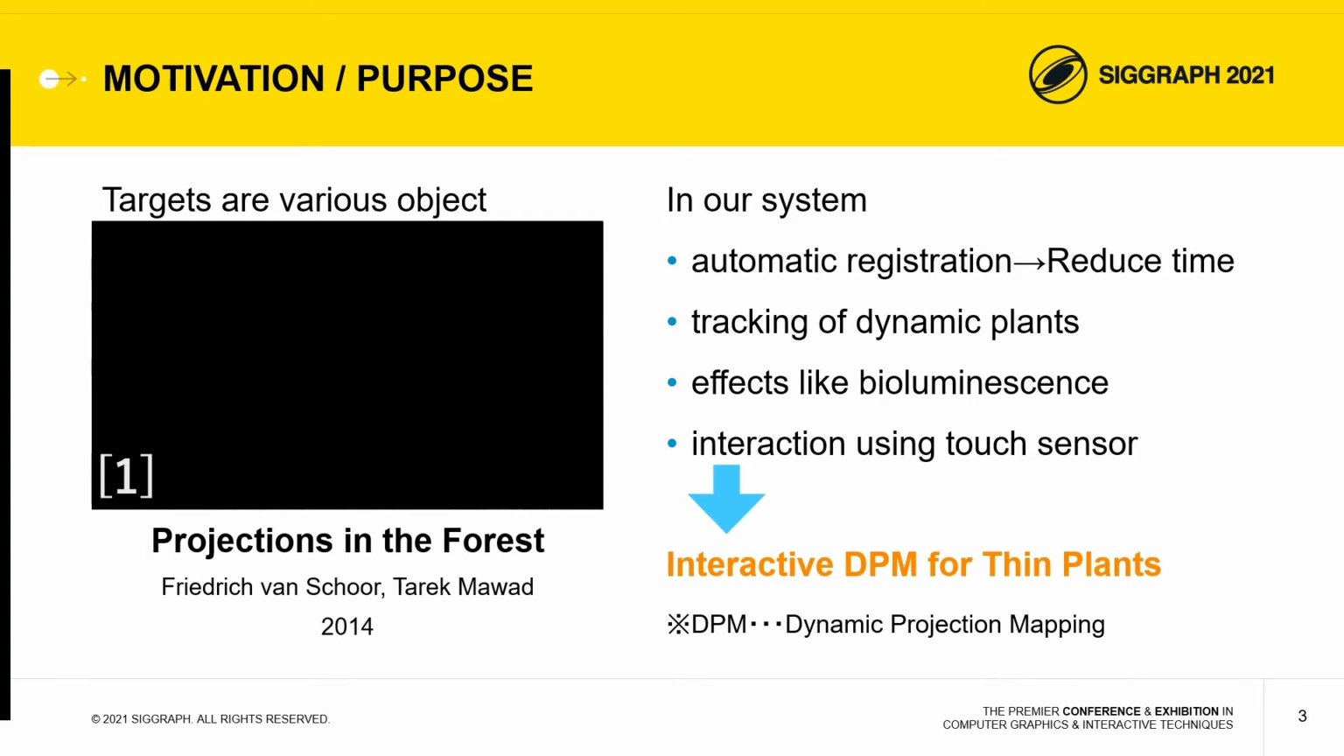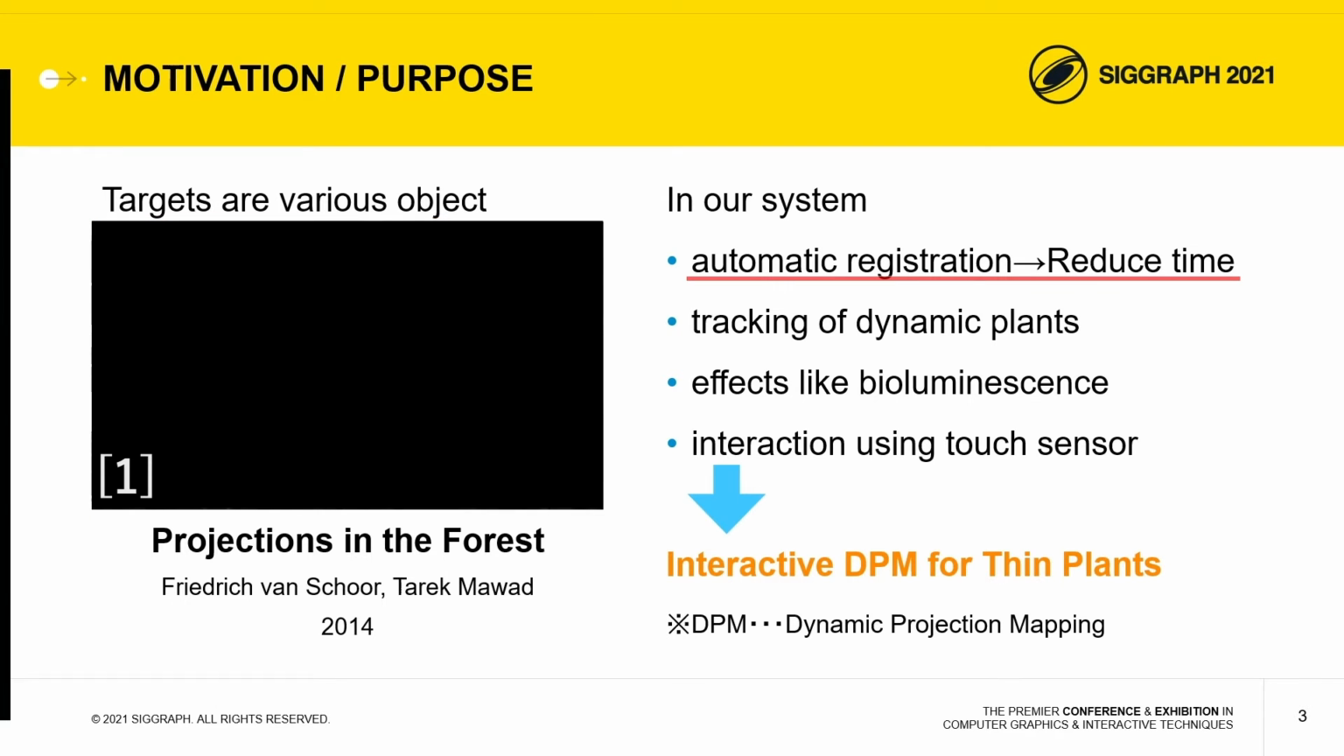Recently, projection targets are various objects, and many projection mapping works are created. For example, in this video artwork, natural objects are projection targets. However, these artworks required considerable time to register effect animations manually in the forest. And it is difficult to project onto dynamic targets.